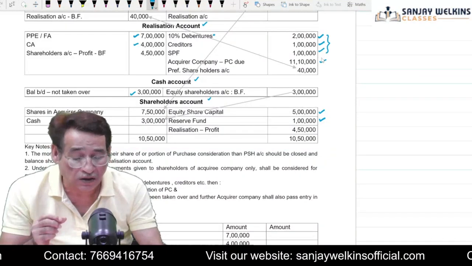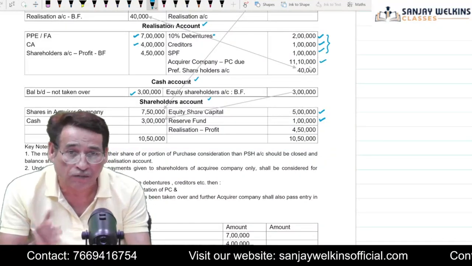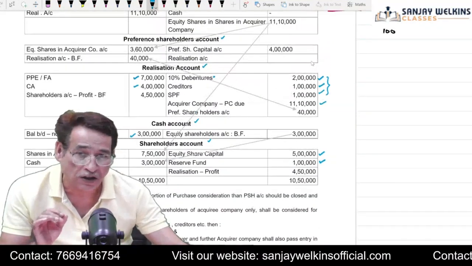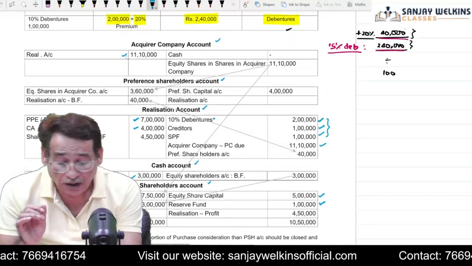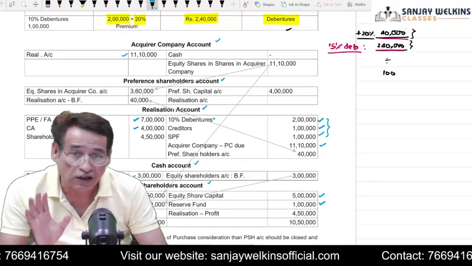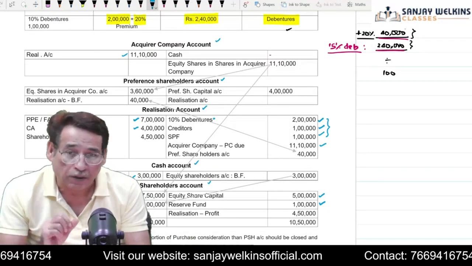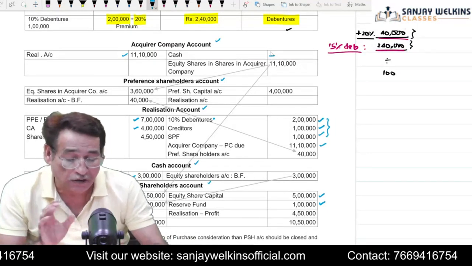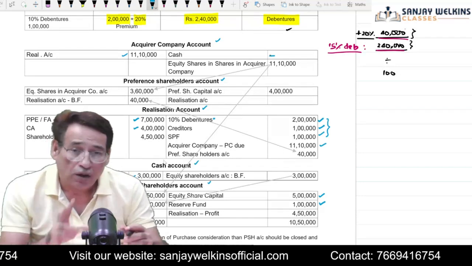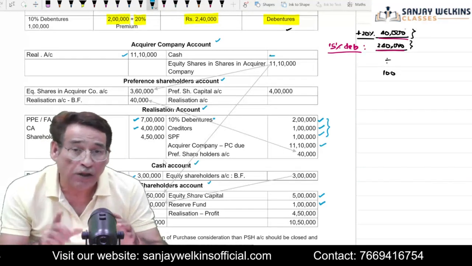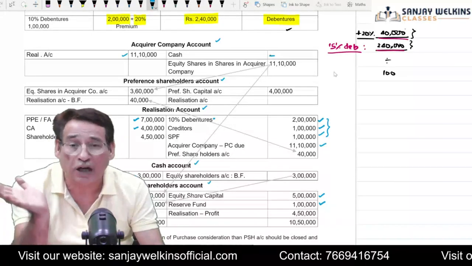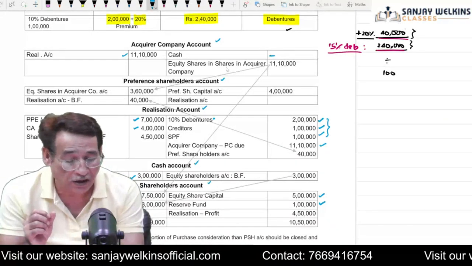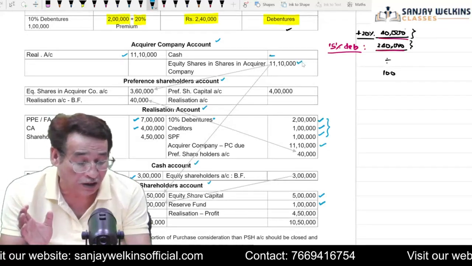For purchase consideration, I will write by acquirer company; we have computed the total purchase consideration as 11,10,000. I will cross this. Here, I will write to realization 11,10,000. Now I will receive the payment. In this question, we are not receiving any cash. The purchasing company is making payment to the equity shareholders and preference shareholders. However, payment is being made by way of equity shares only. So I will write here equity shares in acquirer company 11,10,000.